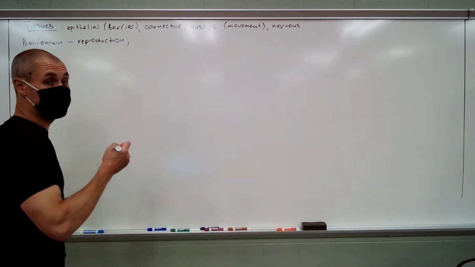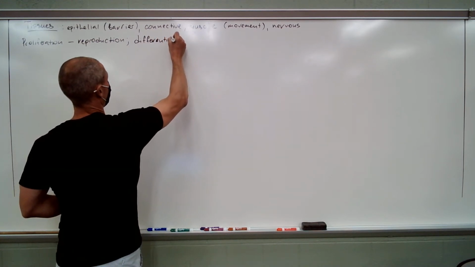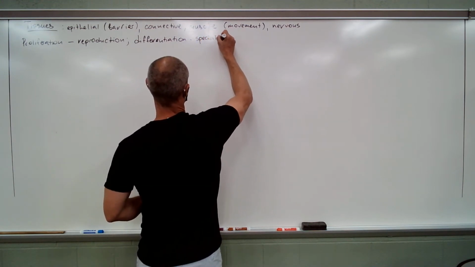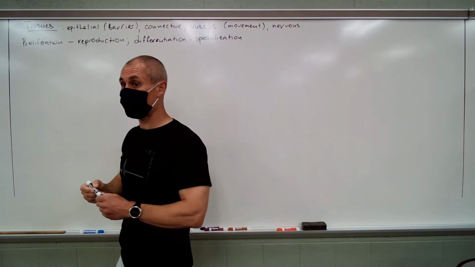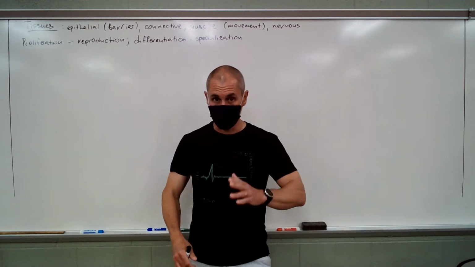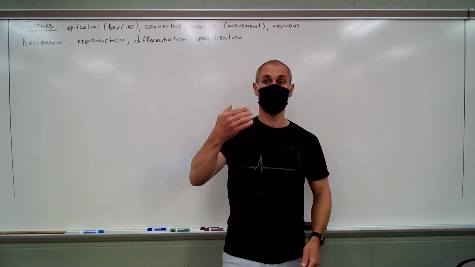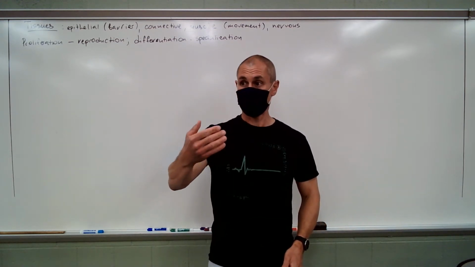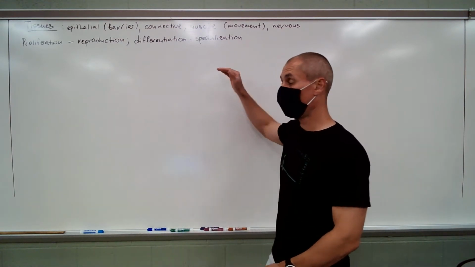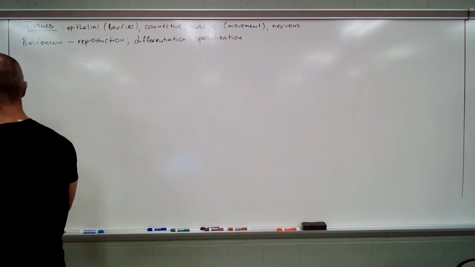And then the next term is differentiation. Which means specialization. When cells differentiate, they become more specialized. And when we say B cells differentiate into plasma cells, it means that they become more specialized. Okay, we're good? So all of this explains the very, very basic of embryonic development of the tissues.